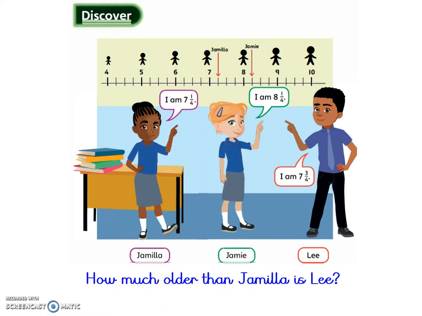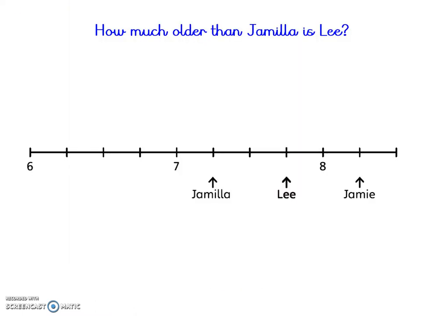And our question here is, how much older is Jamila than Lee? Now this is where the fact that we've got our labels already done makes this job an awful lot easier for us. Now the first point to look at is, who am I actually talking about? Well, in this case it's Jamila and Lee, so we can get rid of Jamie straight away. Now we're going to work out the age of Jamila and Lee.